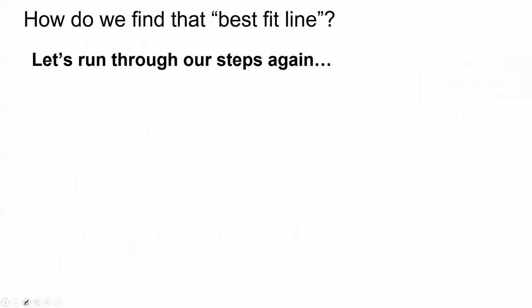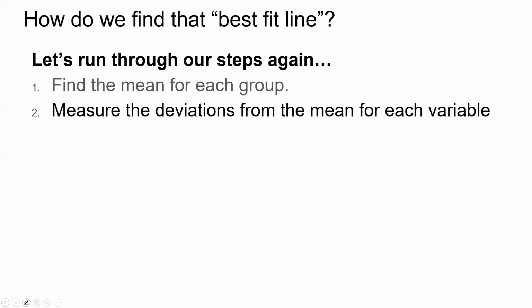So how do we find the best fit line? Let's run through the steps again. The first thing we're going to do is find the mean for each group. So we're going to find the mean for X and the mean for Y. We're going to measure the deviations from the mean for each variable. So we're going to take each individual score for X, subtract it from the mean of X. We're going to take each individual score for Y, subtract it from the mean for Y.